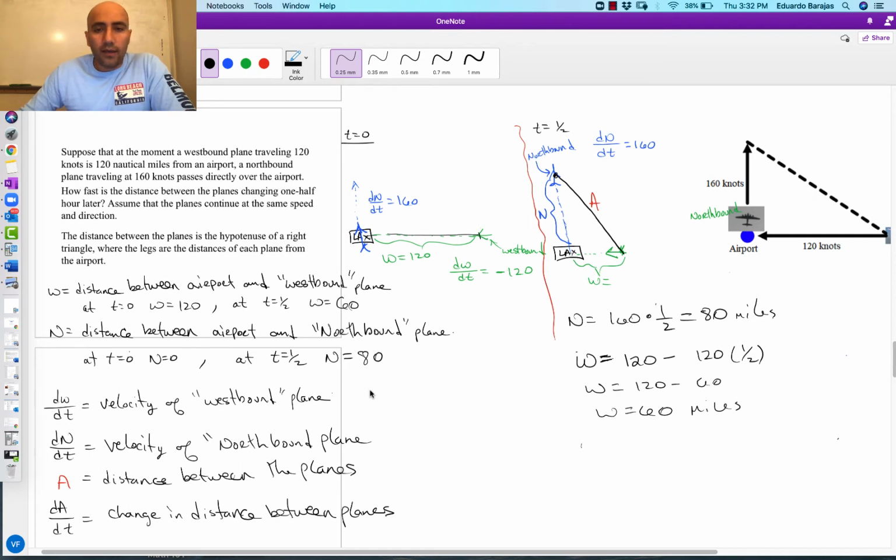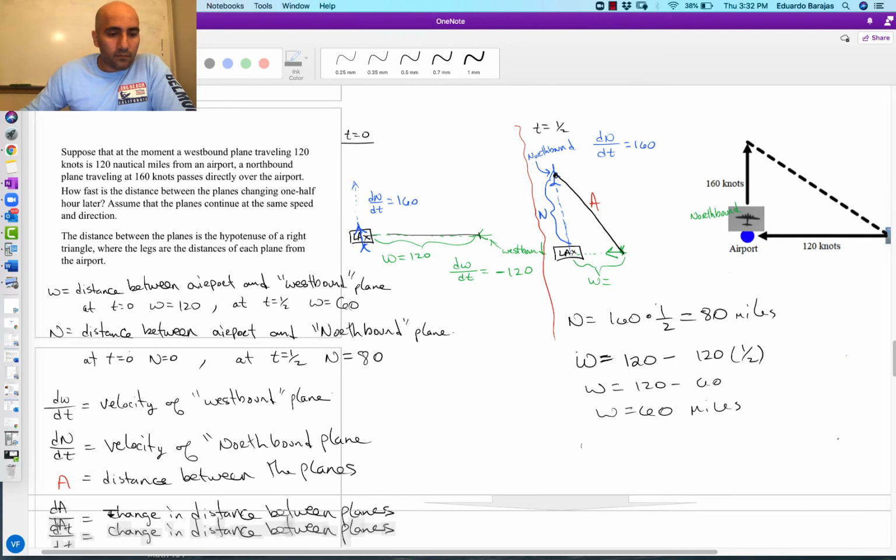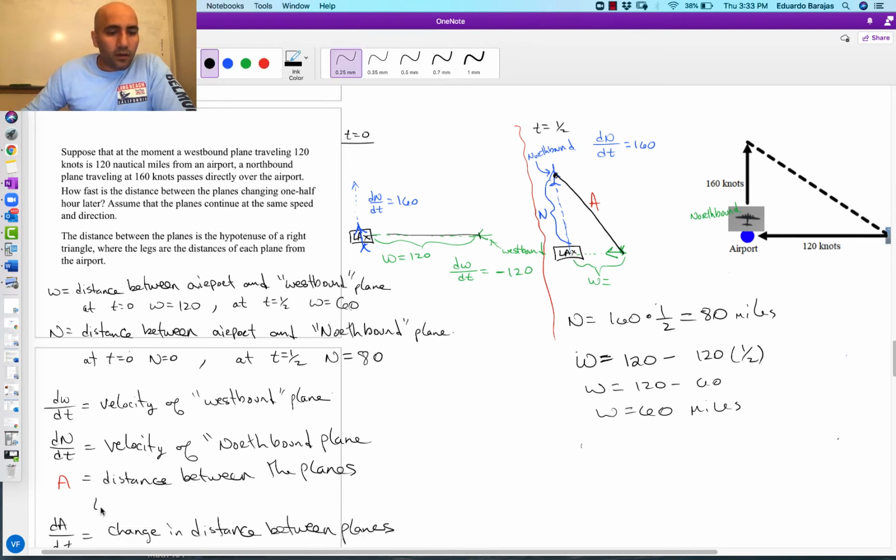Okay, so what about the variable A? When t equals 0, that's this case over here. The distance between the airplanes is exactly the same as the distance between the airport and the westbound plane. So at t equals 0, capital A equals 120. What about the case when t equals 1/2? In this triangle, what's the value of A?